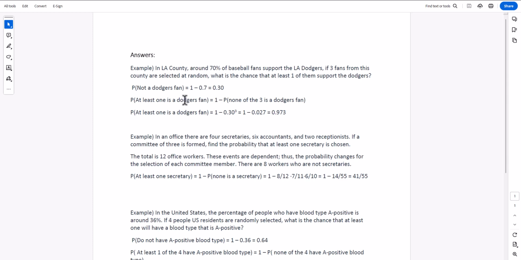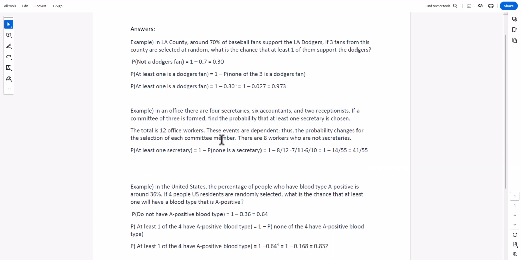Now to calculate the at least one probability, it's 1 minus none of the 3 are Dodgers fans. Well, the chance of not being a Dodger fan is 0.3, and since we're choosing 3 people, we raise it to the third power. 0.3 to the third is 0.027. 1 minus 0.027 is 0.973. This is an example where we have independent events because we're selecting a small sample from a large population.